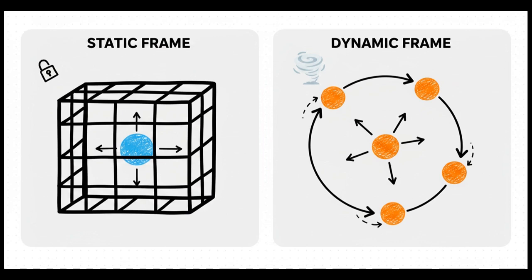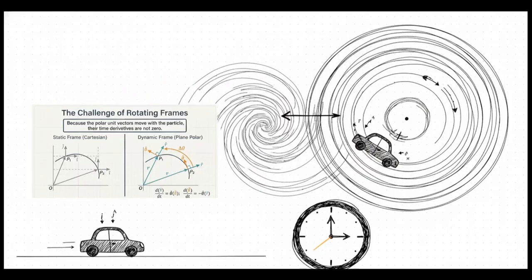The fundamental unit vectors that point toward the particle literally pivot and turn as the particle orbits. And this brilliantly illustrates the mathematical consequence of that twist. Because the polar unit vectors pivot to follow the particle, their own time derivatives are no longer zero. The coordinate system itself is moving. It's like you aren't just calculating how fast a car is driving, you're calculating how fast a car is driving while the road underneath it is spinning like a giant turntable.